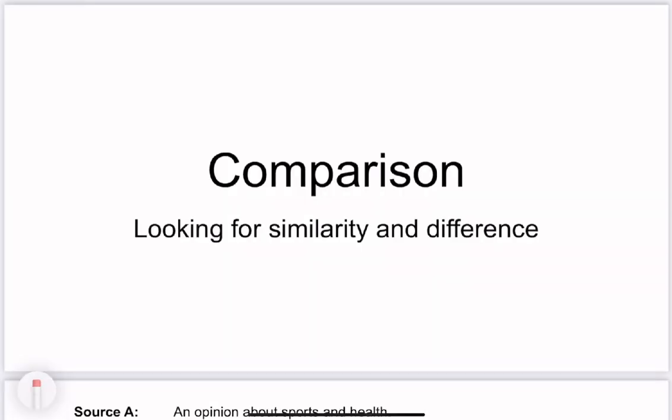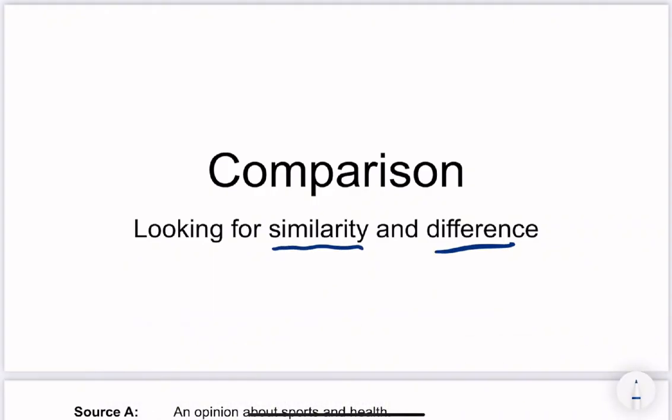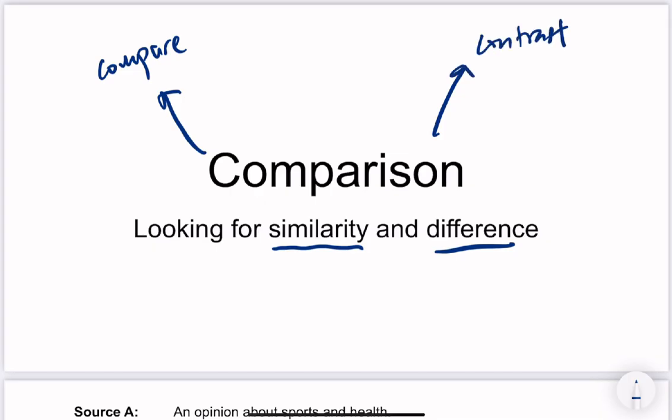In this video, we are going to talk about the scale of comparison. So basically, the scale of comparison here actually refers to the idea of looking for similarity and difference. Okay, so similarity and difference. In a nutshell, we are looking at how we can compare two sources and how we can contrast two sources. Compare here being what is similar about the two sources. Contrast here means what is different.